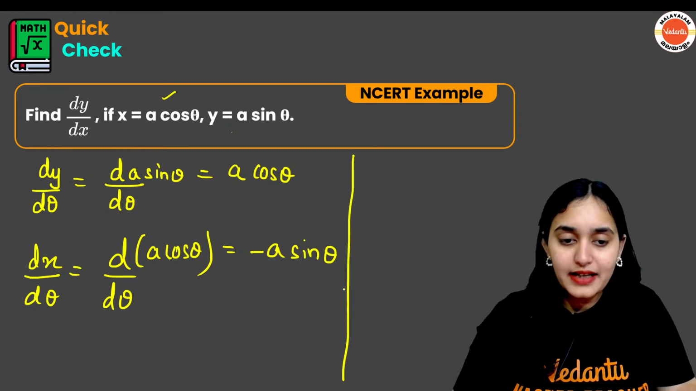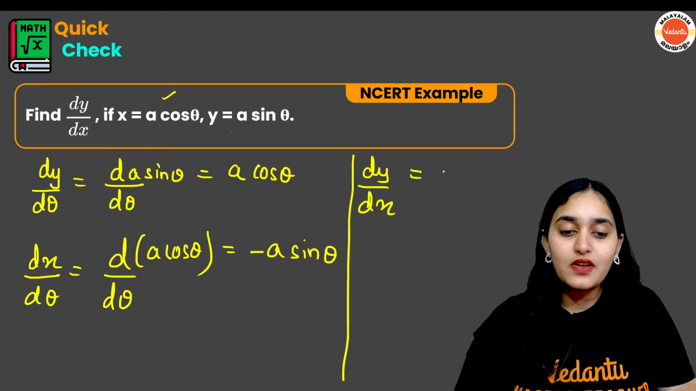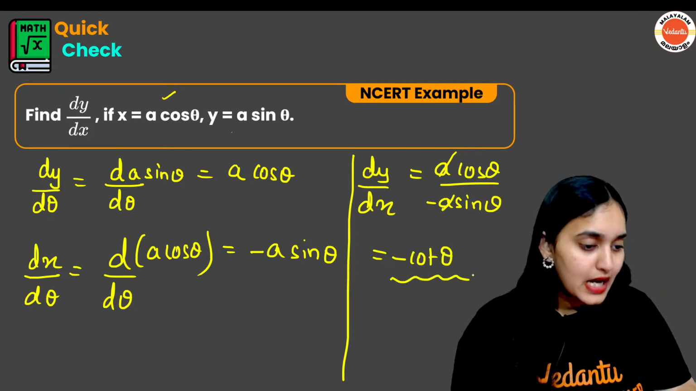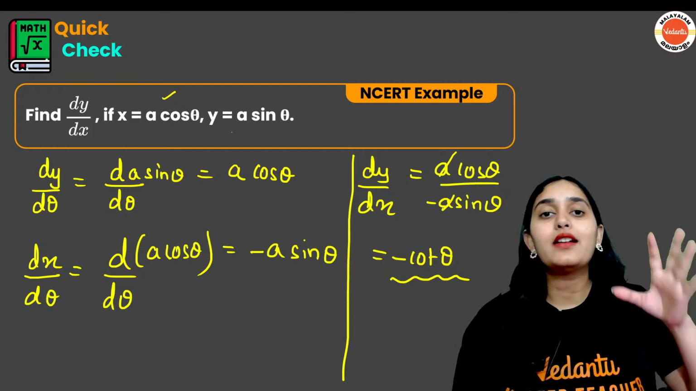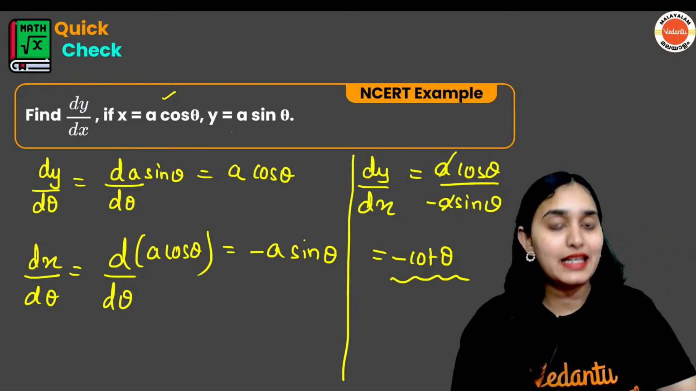Now you simply find out what is dy by dx. dy by dx will be a cos theta divided by minus a sin theta. A cancels, we have minus cot theta. Clear to all of you? This is how we have to find derivative of a function if it is written in terms of some other variable.